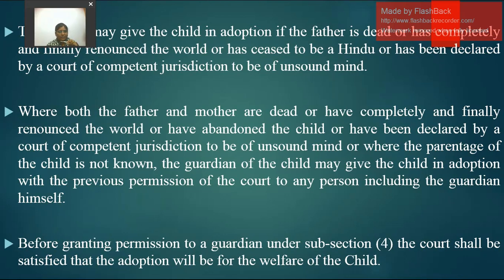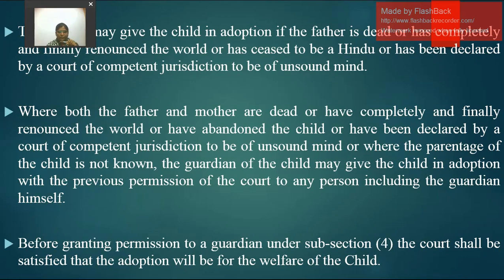Now this subsection deals with the rights of a guardian. The term guardian includes a testamentary guardian, that is, a guardian who may be appointed by the will of the father or mother, or a guardian appointed or declared by the court. A guardian cannot give a child in adoption without the prior permission of the court. A guardian has the capacity to give the child in adoption under the following circumstances.